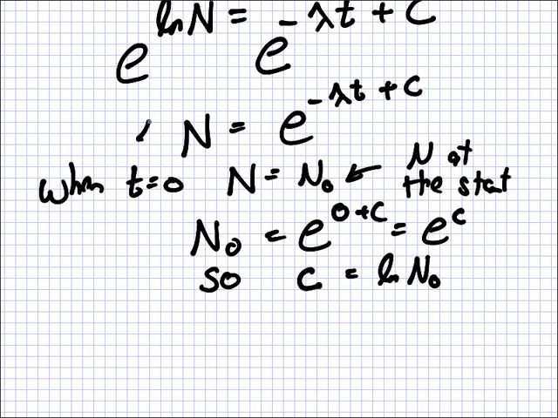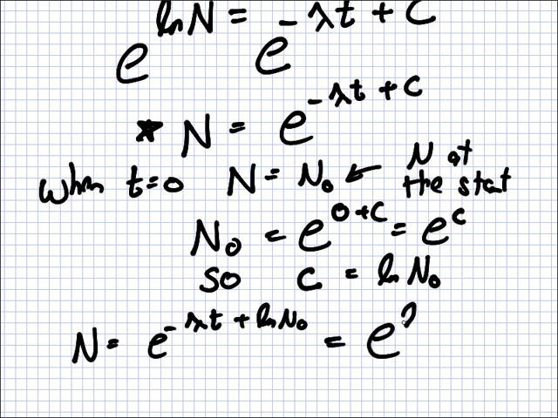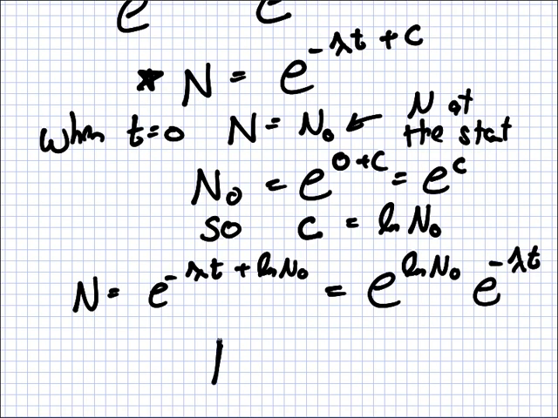If I go back to this line now, I have n equals e minus lambda t plus log n0. That's equal to e log n0 e minus lambda t. Now what's e and log? What happens? E and log, what happens? Yeah, they cancel. So you're left with n equals n0 e minus lambda t. That's the formula for n.